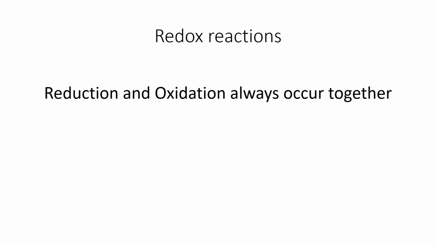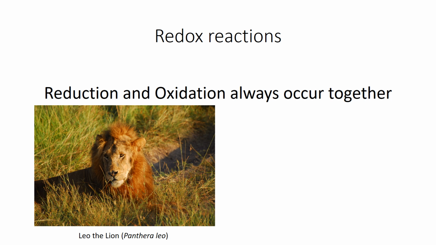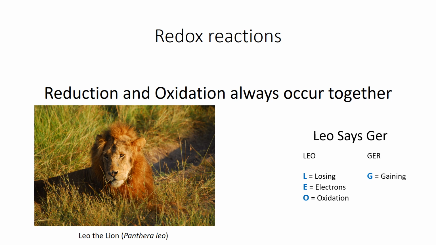The reason why we call reduction and oxidation reactions a redox reaction is because the two reactions always occur together. And that makes sense. If you're gaining electrons, somebody's losing electrons. So we call them redox reactions. Here's a good way to remember reduction and oxidation reactions. Think of Leo the lion. In fact, the scientific name of lions is Panthera leo. You can remember Leo says ger, where Leo means losing electrons is an oxidation. Ger is gaining electrons is a reduction.